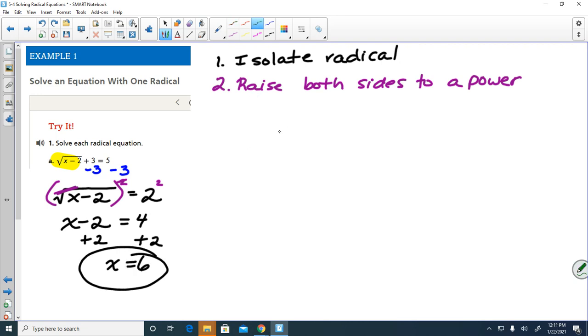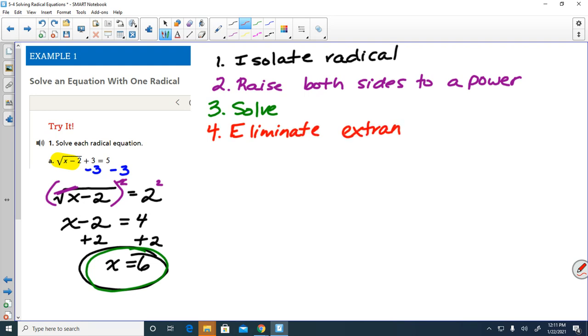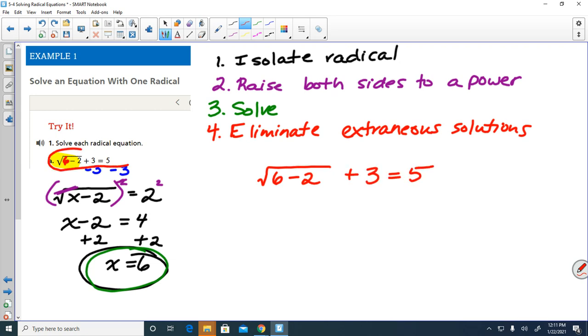So I just solved the equation. I got my answer, x equals 6. But now I need to make sure that I don't have any extraneous solutions. So to eliminate extraneous solutions, what I do is I go to my original equation and I substitute in what I got for x, and I see if I have a true statement. So the square root of 6 minus 2 plus 3, does that equal 5?